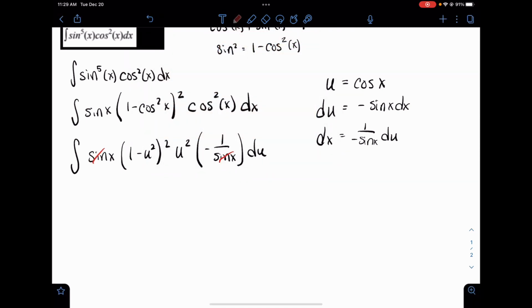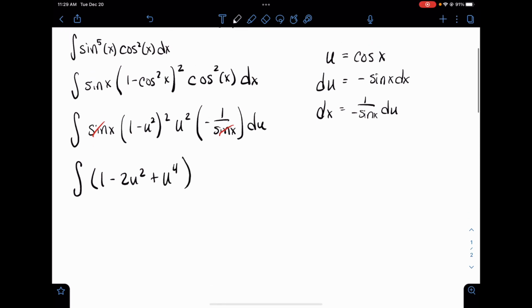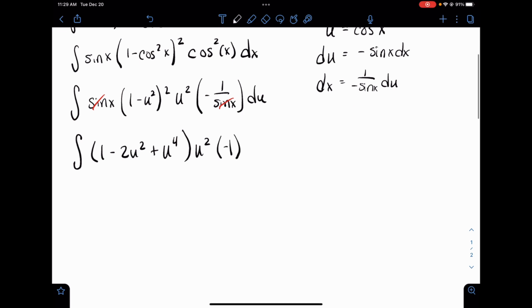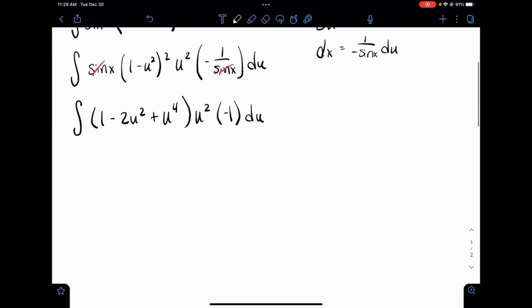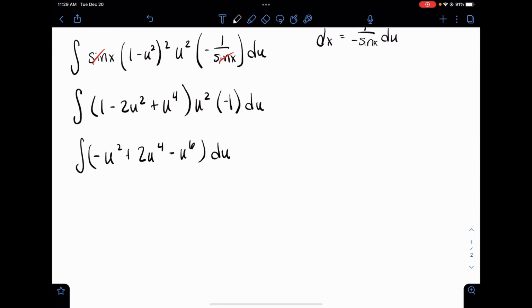Make our cancellations just like before, and we're going to get left with 1 minus 2u squared plus u to the fourth, all times u squared, and there's a negative 1 in there, du. You simplify this, and you're going to get left with negative u squared plus 2u to the fourth minus u to the sixth du. This is going to be negative right here.